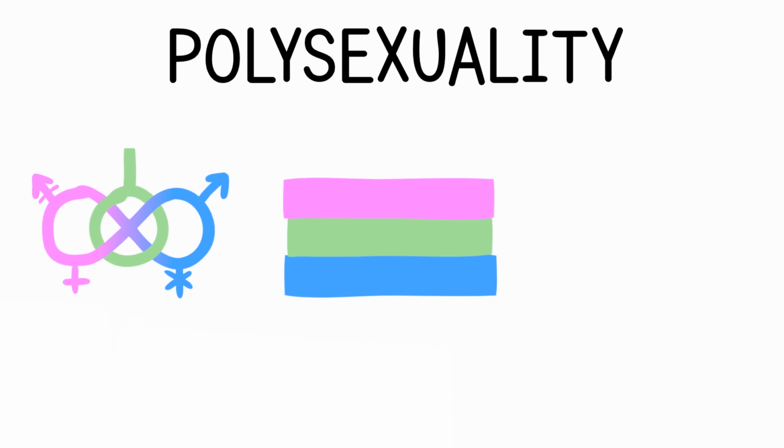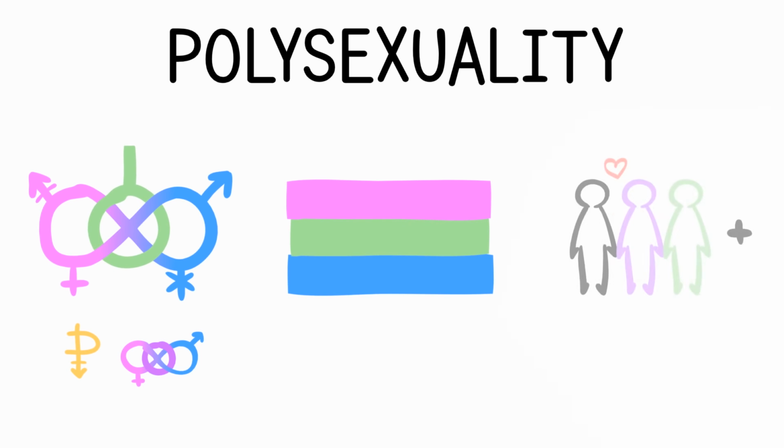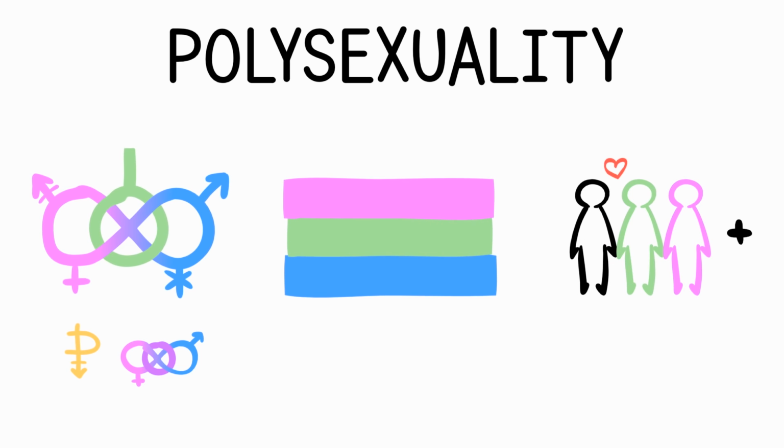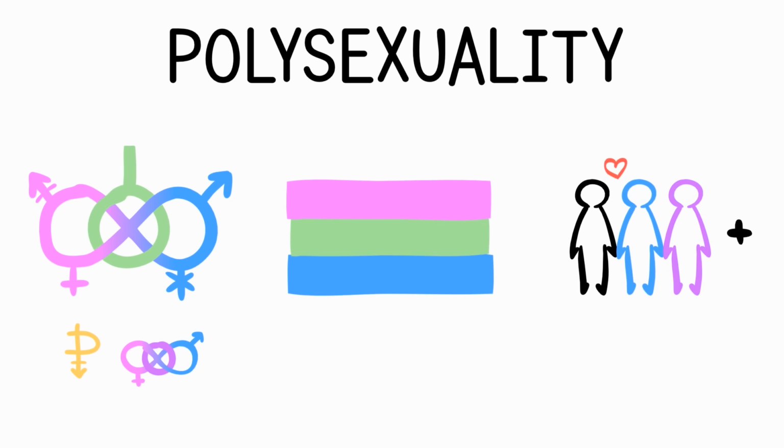5. Polysexuality. Polysexuality refers to people who are attracted to two or more genders. Typically, bisexuality and pansexuality are types of polysexuality, though not all people who are polysexual use these terms.